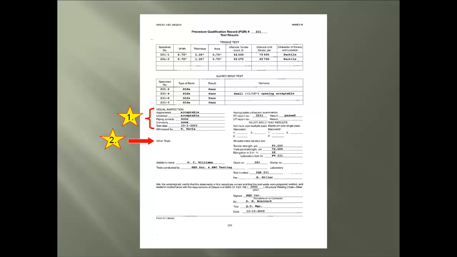Star number 2 is where any other test not covered by these 2 forms will be placed, such as dye penetrant or mag particle testing.